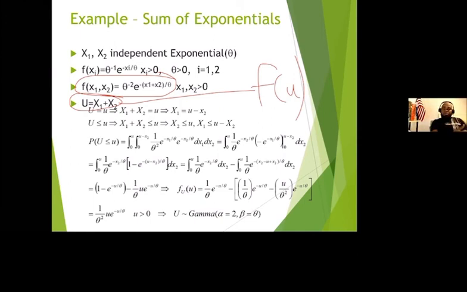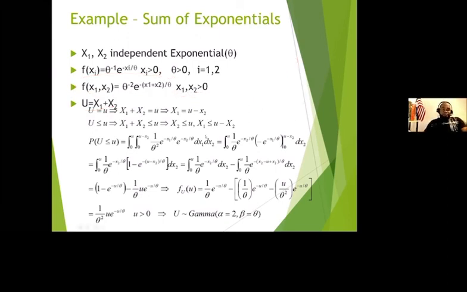And what are we going to do right now? The difference between the example we're doing now and the first example we did is that we want to go from two variables to one variable. We are going from variables x1 and x2 to u. But in the last example, we went from variable x to u. Now we want to use the method of distribution function.